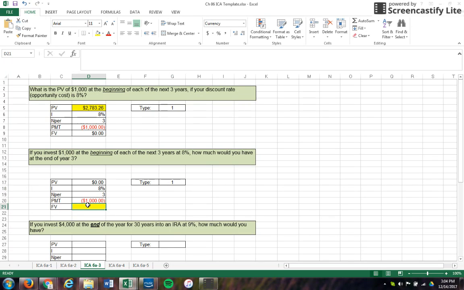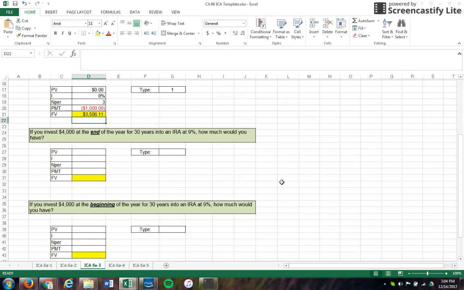So now that we have all of our inputs, we can run our FV function for future value. Rate is 8%. Number of periods is 3. Payment is $1,000. My present value is 0, so I'm going to leave it blank. And my annuity is a type 1. We hit enter. So I see that the future value of an annuity due of $1,000 would be $3,506.11. Go ahead and work on the last two problems for this one.